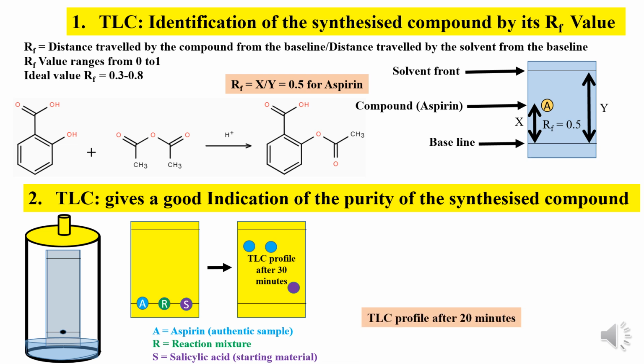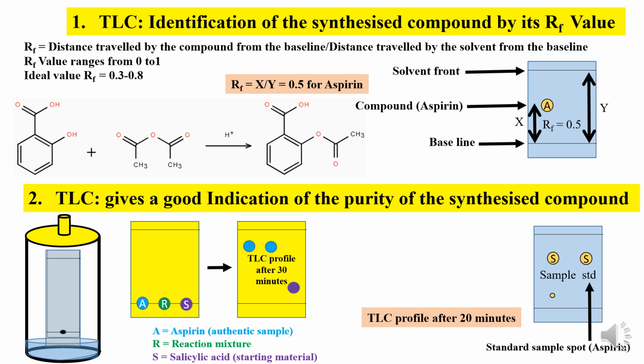Now when we check the TLC profile of this particular reaction involving synthesis of aspirin from salicylic acid, we found that there is an impurity spot at the lower end of the TLC plate, slightly above the baseline. So this is the standard sample spot for aspirin, and this is the spot for the aspirin that we have synthesized in the laboratory. And the small spot you see slightly above the baseline is the impurity spot for salicylic acid, which indicates that the reaction is incomplete. So the TLC technique can also be employed to assess the purity of the compound.